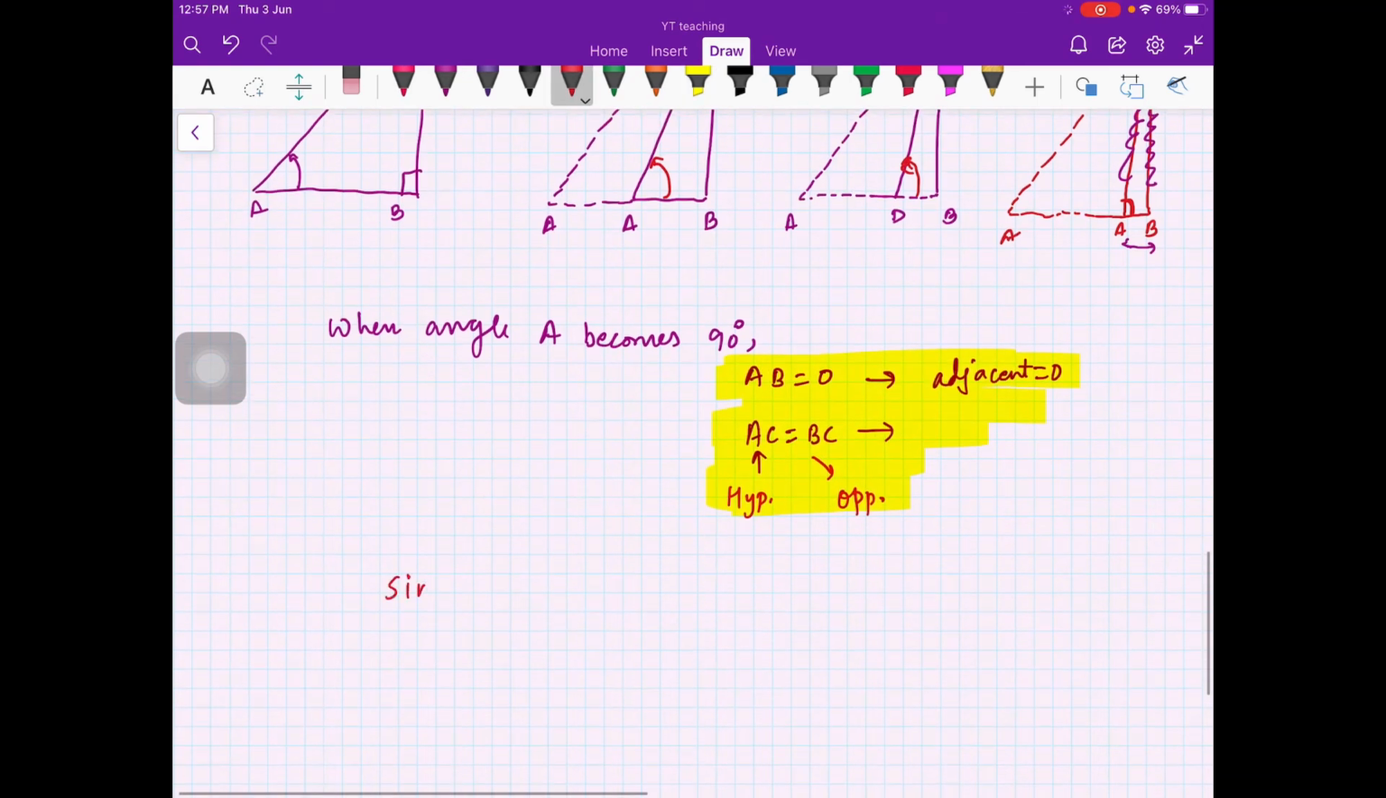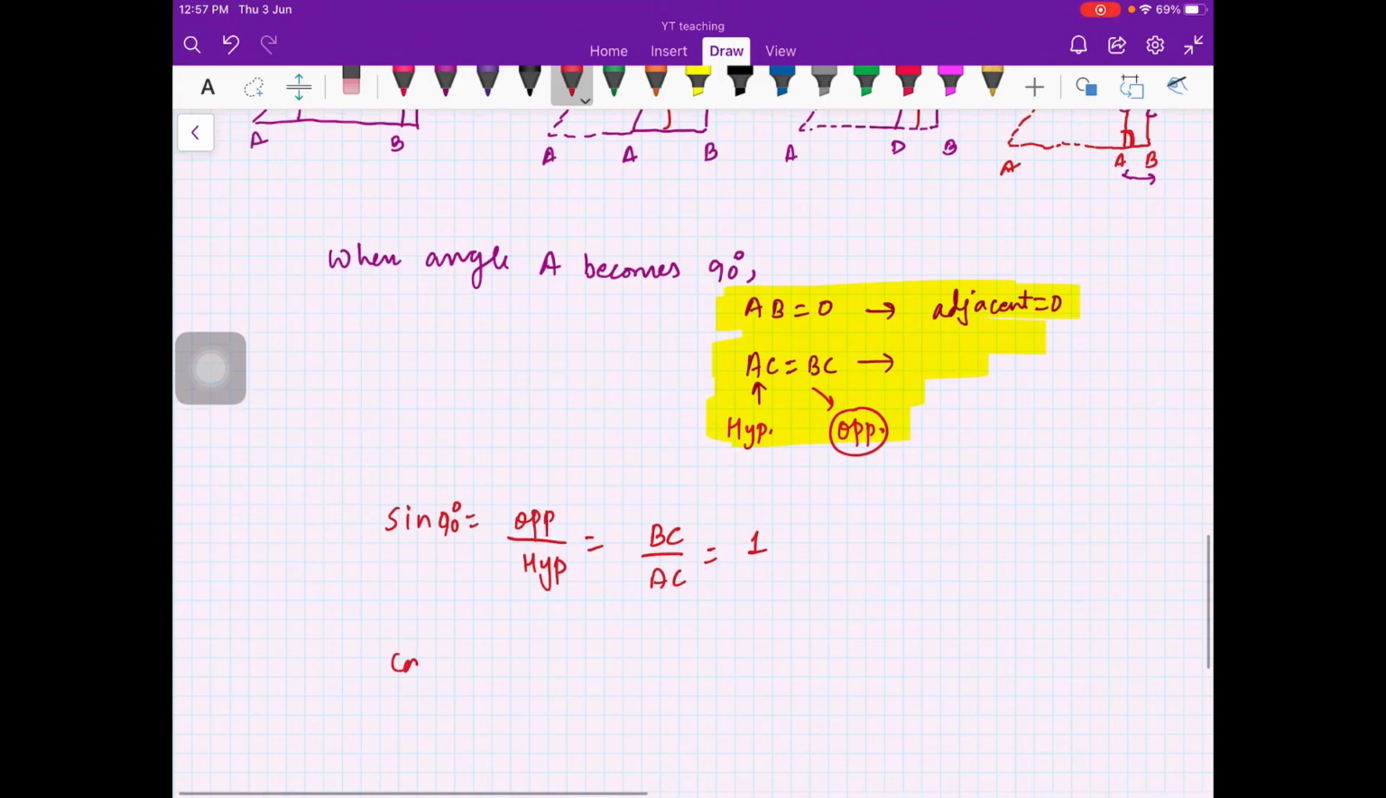So you have sine 90 degrees, because now the angle is 90 degree, opposite upon hypotenuse. So opposite here is BC upon AC, so that is 1 because they are equal. Then cos 90 degree, that is your adjacent upon hypotenuse. Adjacent is 0, upon hypotenuse is AC, so that is 0.